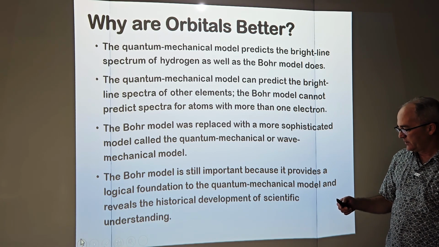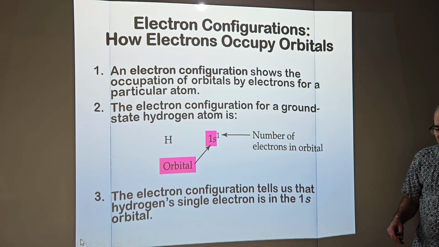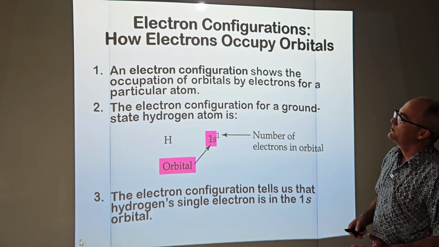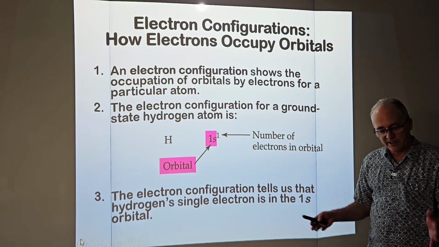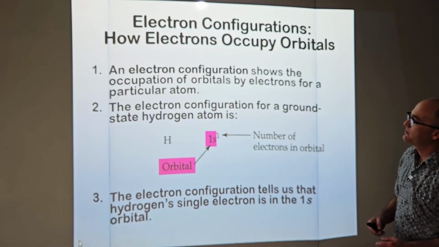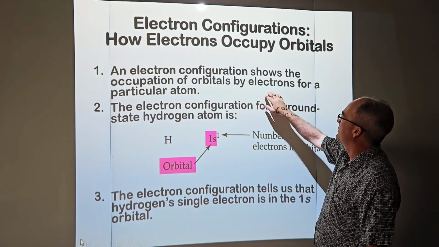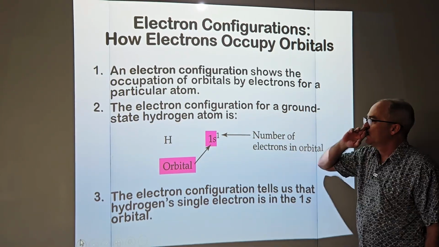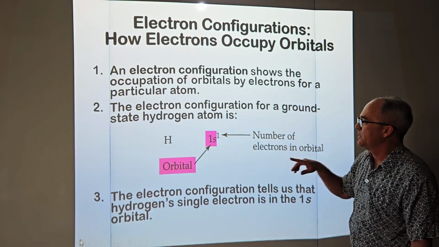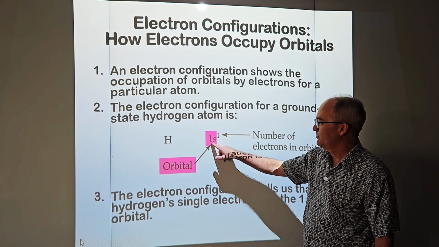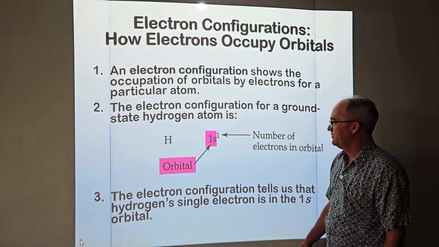development of scientific understanding. So if we talk about the electronic structure of the atom, that means where are the electrons? What are they doing there? So we have this thing called electron configuration, and it's just kind of like an address system, tells us where all the electrons are. An electron configuration shows the occupation of orbitals by electrons for a particular atom. So hydrogen with its 1 electron, where's it going to be in its ground state? We write this thing, principal quantum number 1, and then S, because there's only 1 orbital in the first shell, the S.